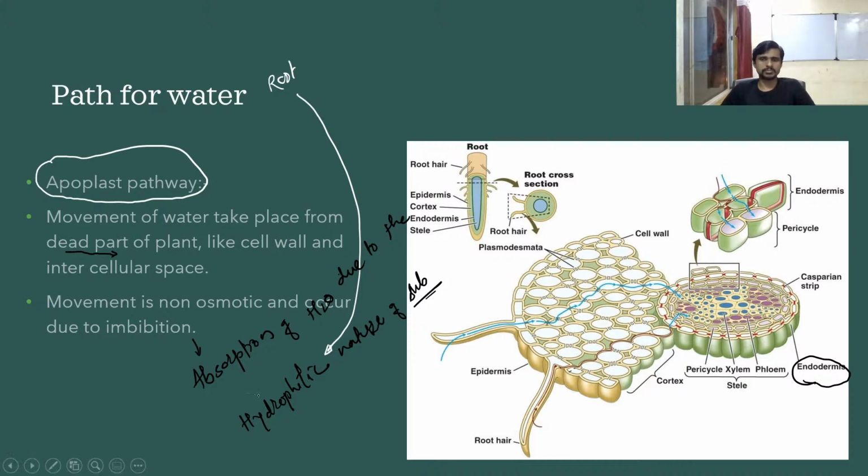So imbibition means absorption. This non-osmotic absorption of water is due to only cell wall-like components which absorb the water, and it moves from the cell wall to the cell wall of another cell, only through the dead part, and does not move through the living part or the cytoplasm of a cell. So that's why we call it apoplastic: the apoplast pathway or apoplastic movement of water.